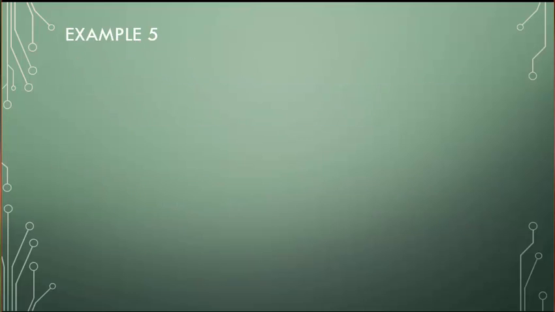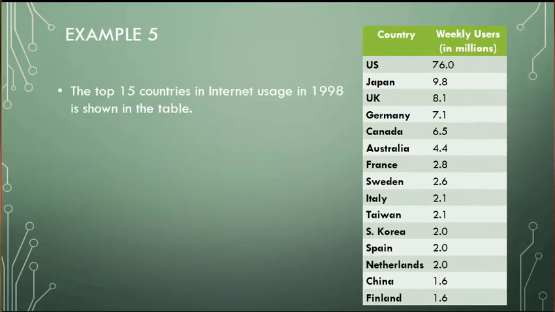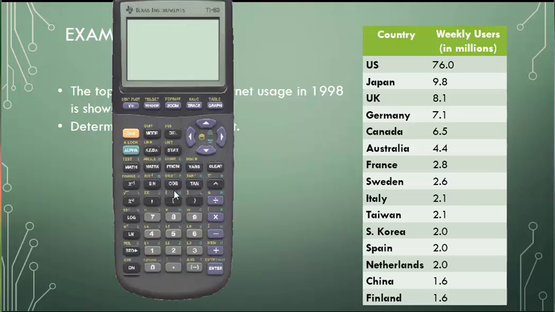So let's go ahead and try one of these and compute the mid-range here. The top 15 countries in internet usage in 1998 is shown in the table. Let's determine the mid-range. Notice this data, fortunately for us, is ranked from least to greatest, so it's going to be pretty easy to get the mid-range here. We'll just take the maximum data value of 76, add that to the smallest data value, that's Finland down there, 1.6, divide that by 2.